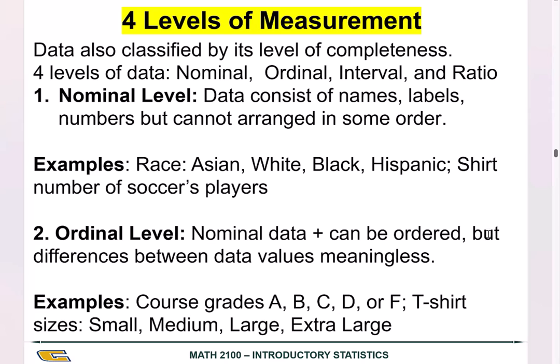So for example, if we talk about the grade, right? A, B, C, D, E, F. If a person gets an A, that person does much better than a person who gets an F, right? Or T-shirt size, small, medium, large, extra large. You can order that, right? Small is much smaller than extra large. Medium is smaller than extra large. But you cannot take a difference. You cannot do A subtract F or small subtract extra large, right?